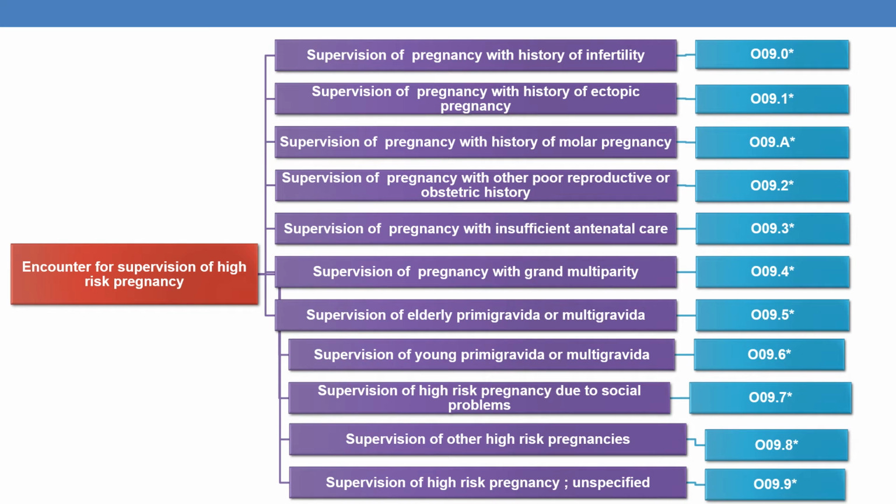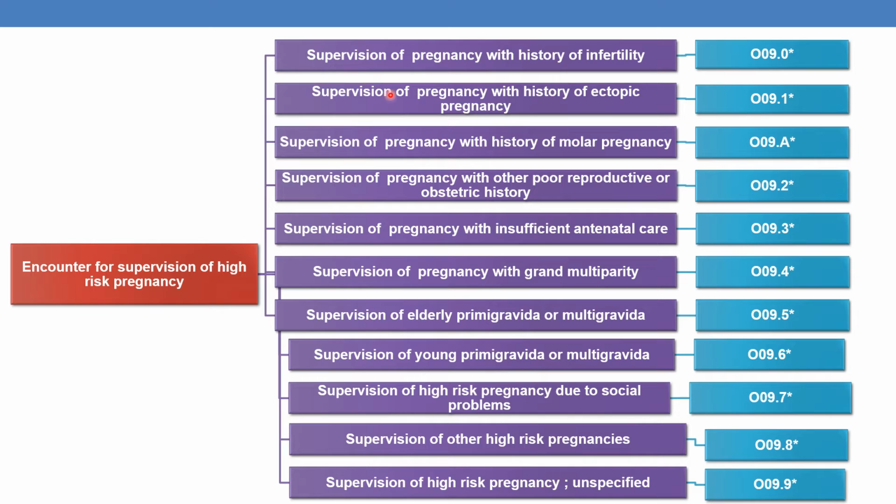Now similarly, the O09 series, which deals with encounter for supervision of high-risk pregnancy, is also subcategorized into the following types. Here we are just seeing the subcategories. We are not discussing the individual codes. Here also the trimester code component is applicable. That point needs to be remembered. So in the O09 series, O09.0 indicates supervision of pregnancy with history of infertility. This comes under encounter for supervision of high-risk pregnancy.